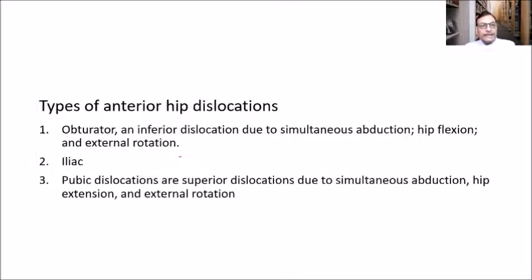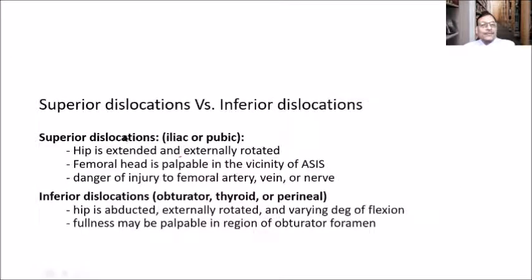One is obturator. It is an inferior dislocation due to simultaneous abduction, hip flexion and external rotation. Iliac is one, and pubic dislocations are superior dislocations, gone up. Pubis, we know, is at the level of or a little superior to the acetabulum. So superior dislocations are two, iliac and pubic. And inferior dislocations are obturator, thyroid, or perineal. So it can go anywhere.